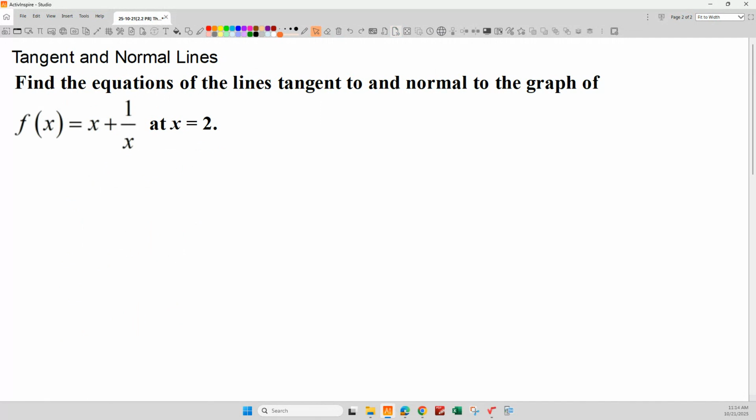Okay, so we know what a tangent line is, right? The slope of the curve at a point, right? So a tangent line grazes the curve at the point of tangency. What's a normal line?